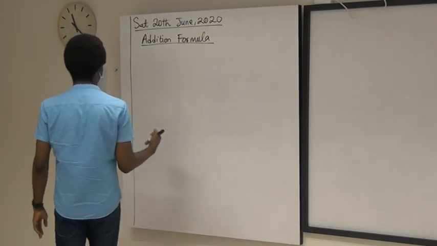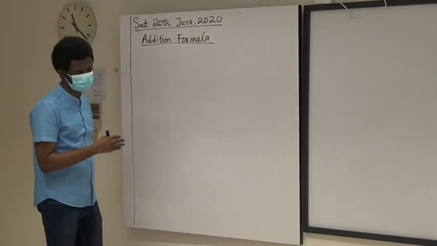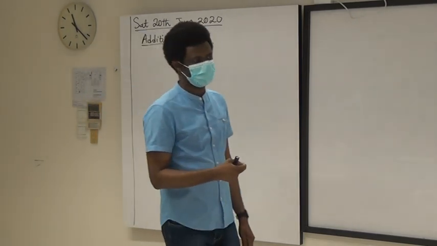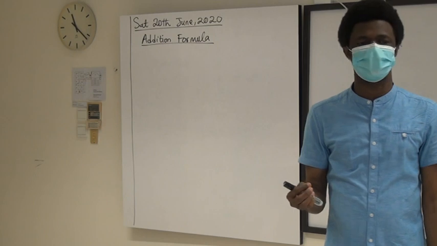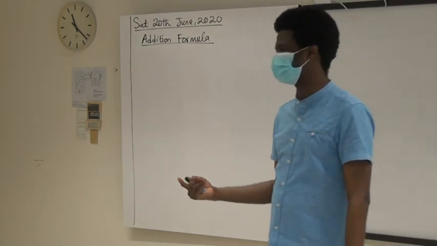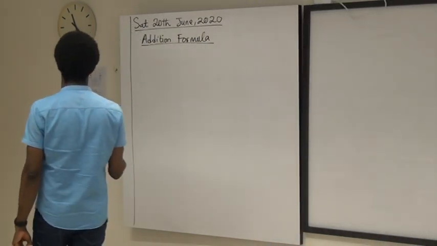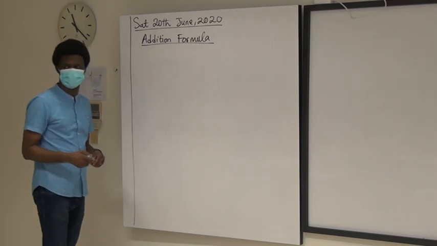There are four more identities, especially for sine and cos, that we need to know. I think they are also in the examination booklet, so there will be no need to memorize or anything like that. But it would be nice if you know it. Please, Leo.